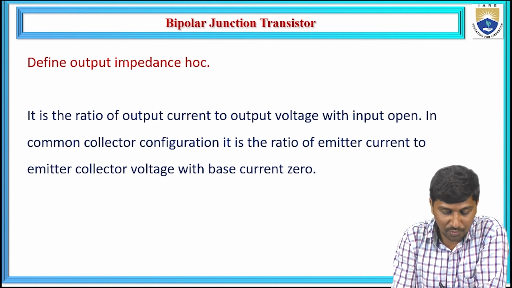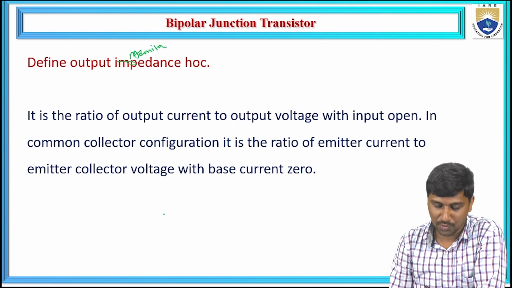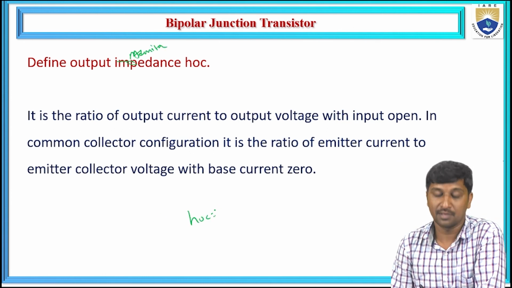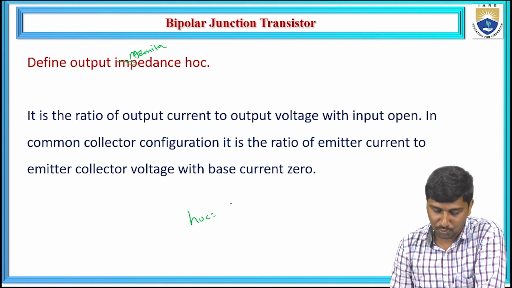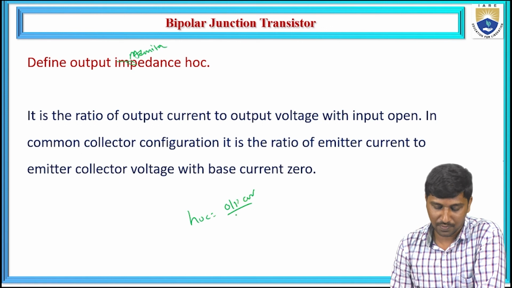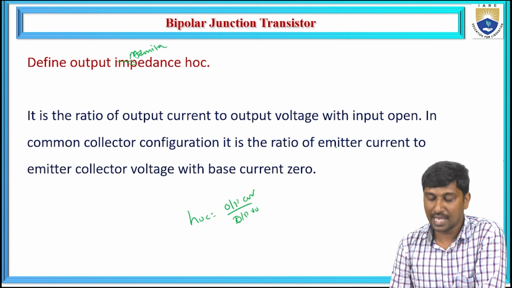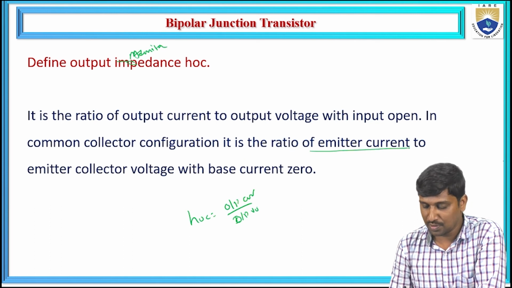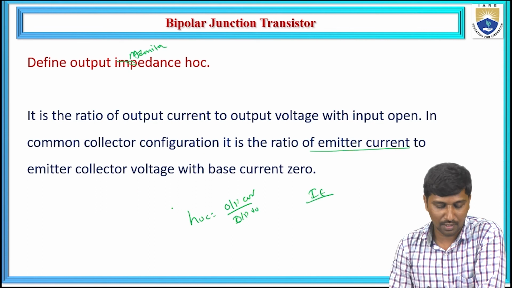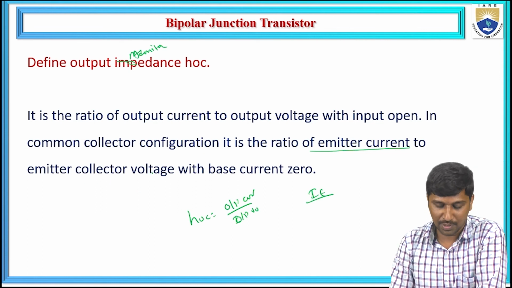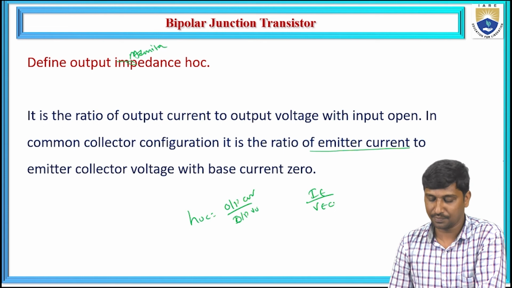And similarly here we need to find the output admittance, HOC. Here HOC is defined as the ratio of output current to output voltage. What is the output current here? The emitter acts as the output. So it is the ratio of emitter current, IE, to the output voltage, the emitter to collector voltage, VEC.